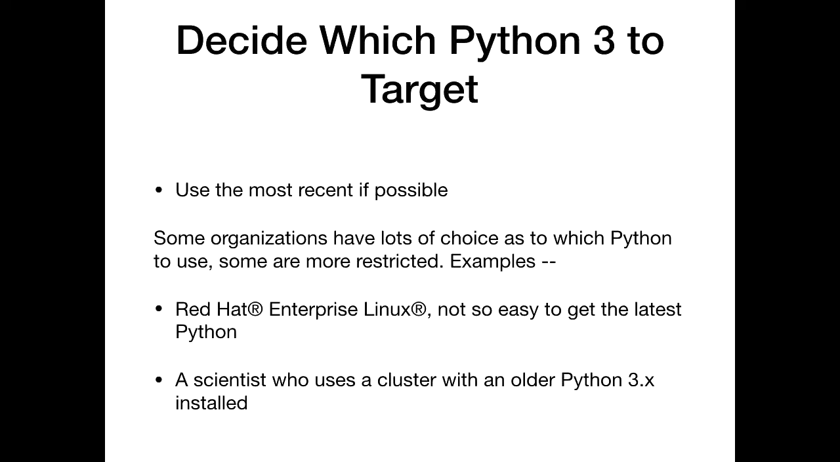Some organizations are going to have restrictions on what they can do. For instance, if you are building code that's going to run on a scientific computing cluster and you don't own that cluster, you don't own the Python that's on it, it might be that whoever administers that cluster only has, say, Python 3.4 on it, so you need to target Python 3.4. So this shouldn't be too hard of a decision to make. It's mostly about what freedom you have available to you.